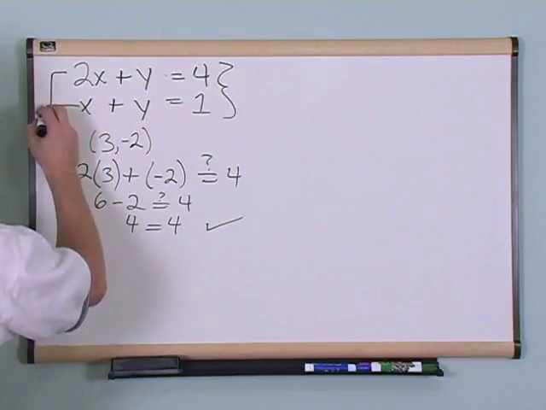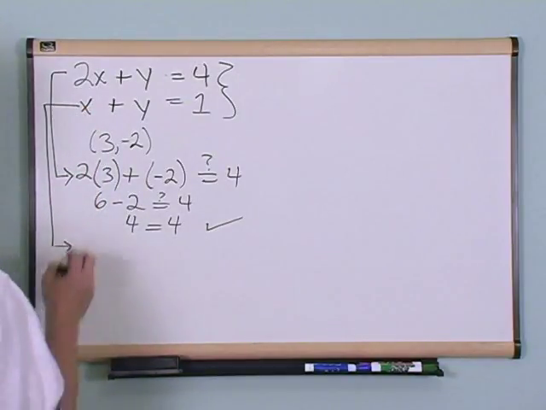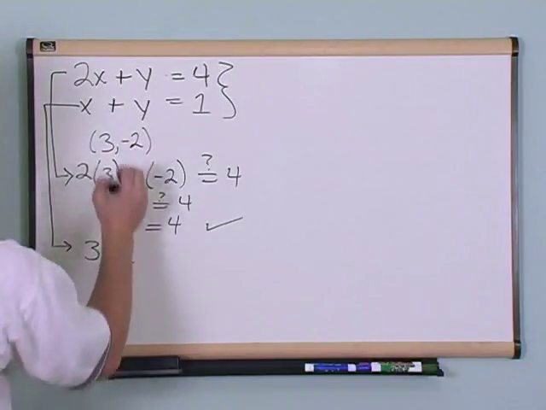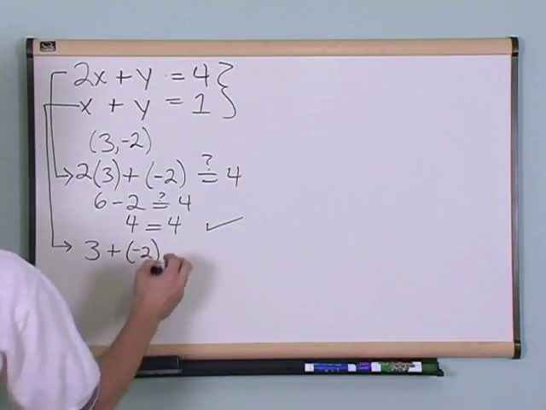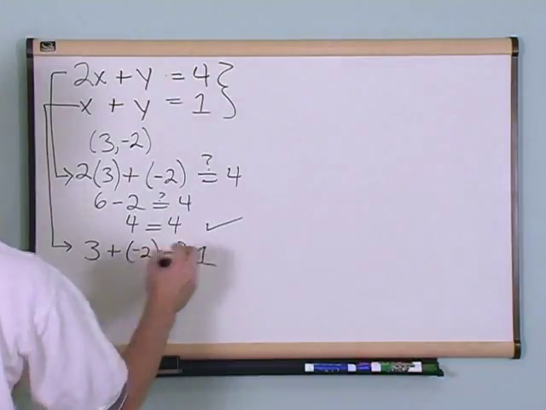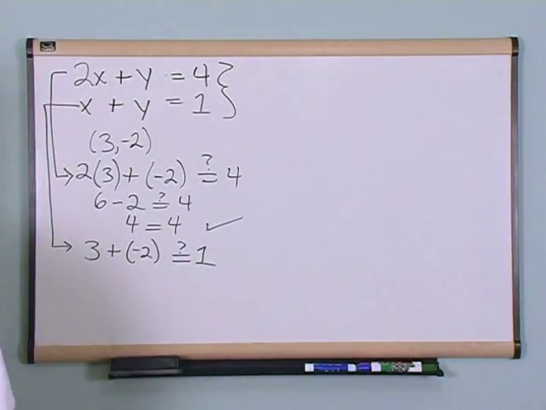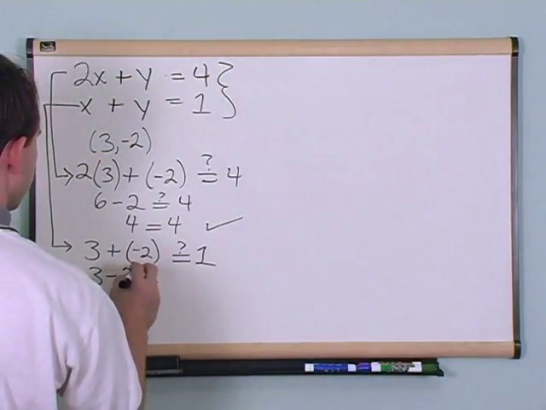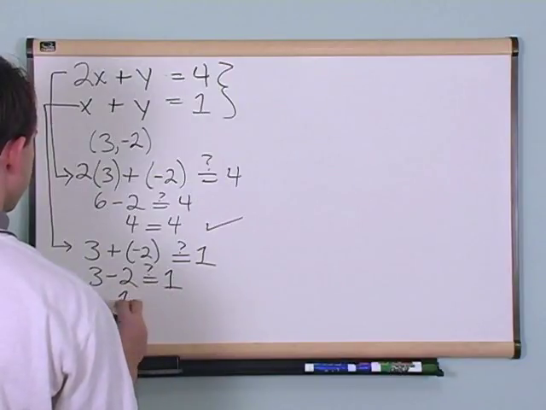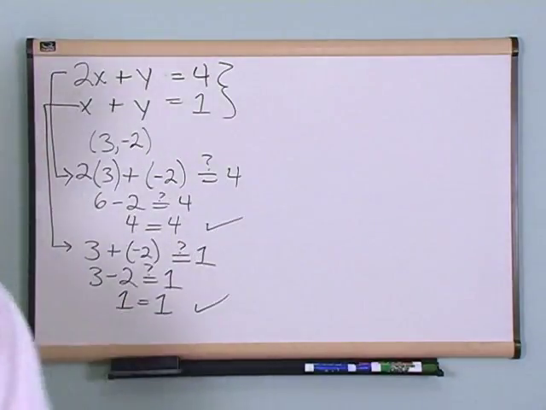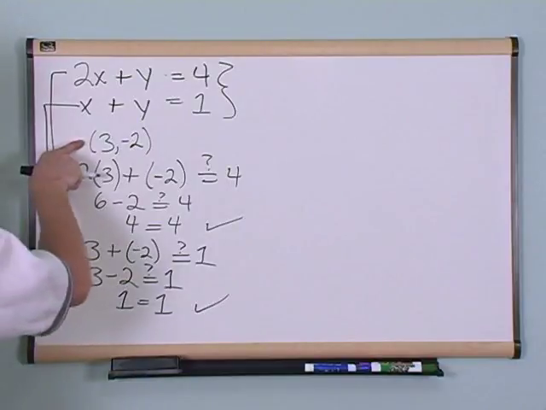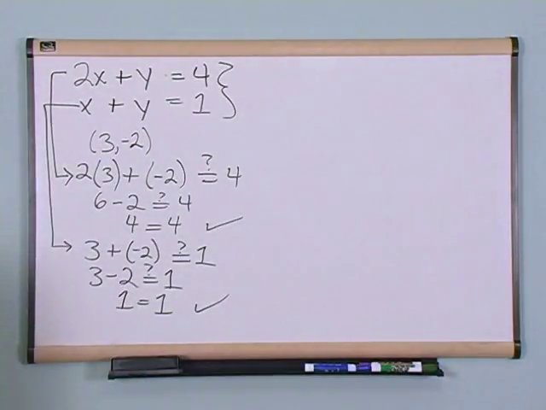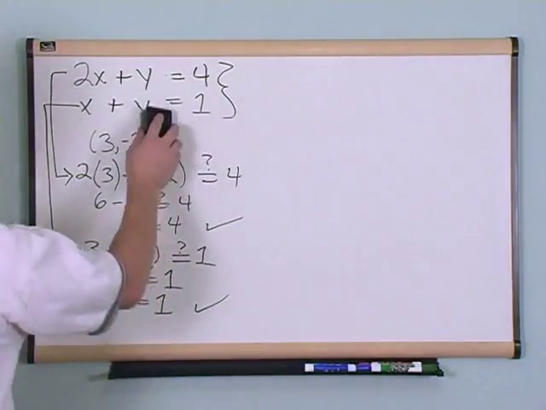Now let's try the second one. x, which is 3, plus y, which is negative 2. I'm going to put it in parentheses, equals question mark 1. So then I can just say that's 3 minus 2 equals question mark 1. 1 equals 1. So yes, this point, since it satisfies this equation and also this equation, is a solution. In fact, it's the only solution to this system of equations.